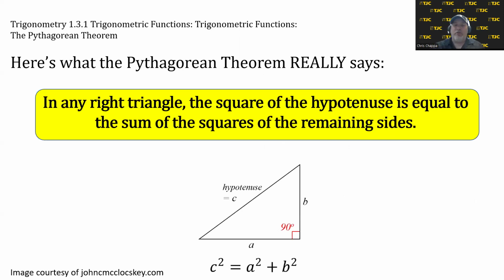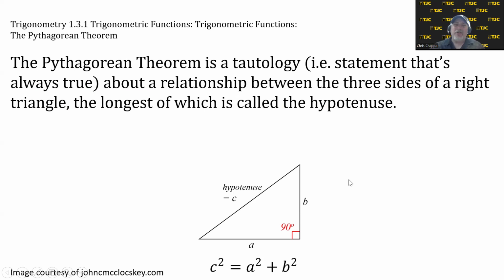We have a right triangle where the hypotenuse is labeled C, the 2 legs are A and B, and we have the 90-degree angle. In this case, c squared would be equal to a squared plus b squared. The Pythagorean theorem is a tautology, which means a statement that's always true about a relationship between the 3 sides of a right triangle, the longest of which is called the hypotenuse.